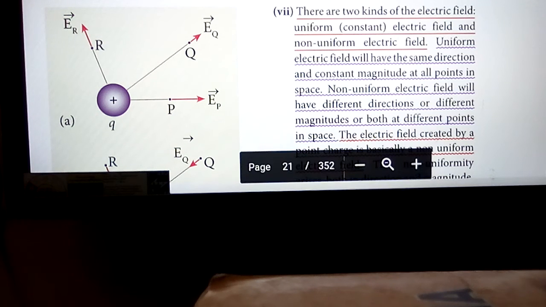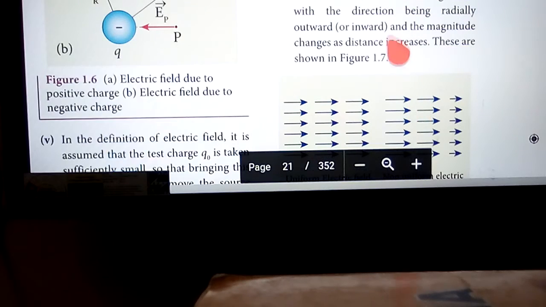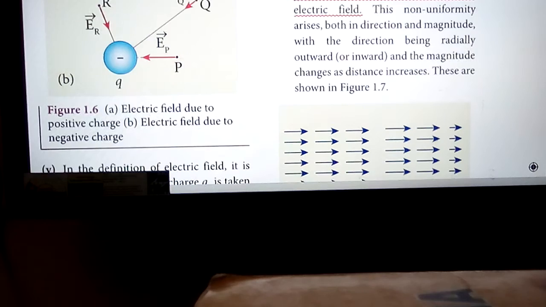The electric field created by a point charge is basically a non-uniform electric field. This non-uniformity arises both in direction and magnitude, with the direction being radially outwards or inward and the magnitude changing as distance increases. So that is shown in this figure.